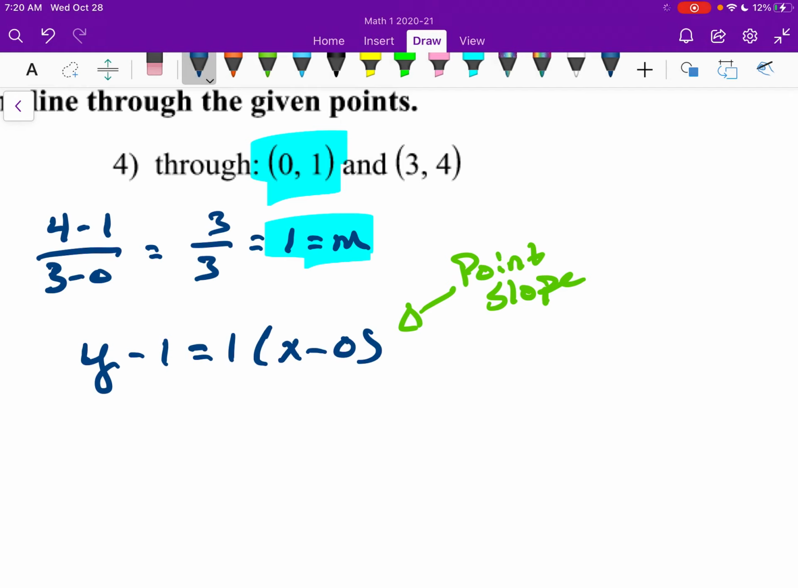We need to rearrange this. We're going to have, well, y minus 1 equals x. Right? That 1 can kind of just drop right here. This 1 can drop, and that 0 can go away. So we're left with just plain old x.